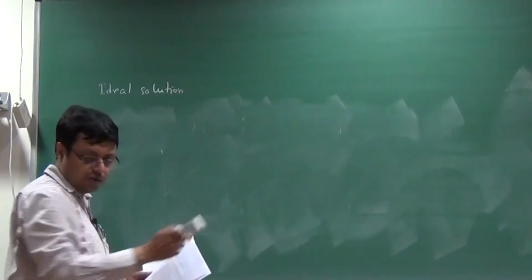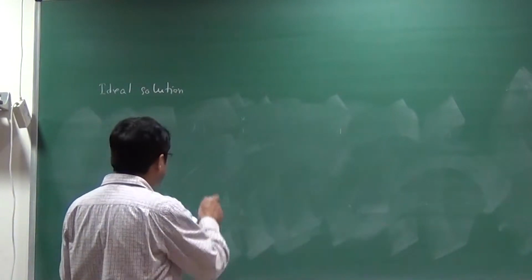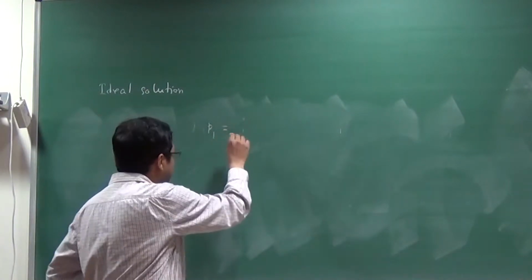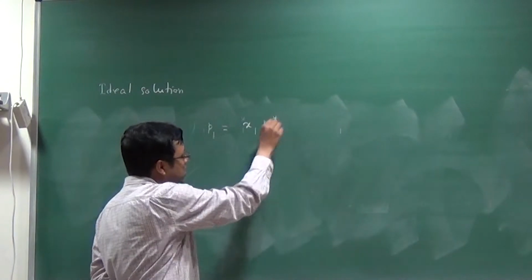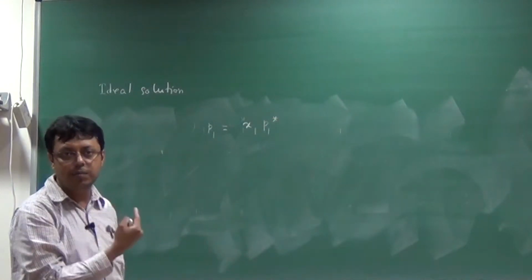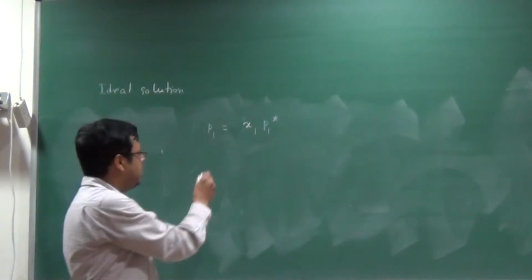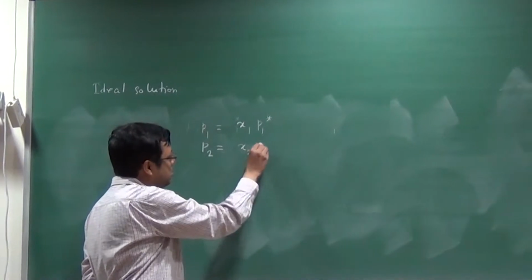So let me drop the 0 notation and write the star notation. For component 1, I'll have x1 p1 star. Again, p1 star is the vapor pressure of pure 1. And for component 2, I have a similar thing.